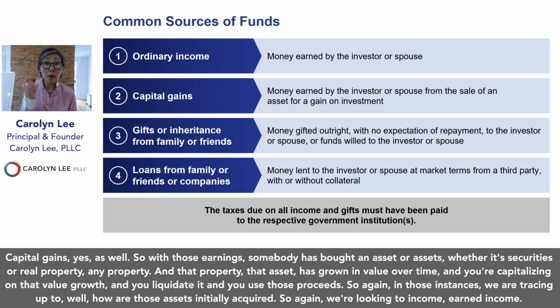So with those earnings, somebody has bought an asset or assets, whether it's securities or real property, any kind of property. And that asset has grown in value over time, and you're capitalizing on that value growth, and you liquidate it and use those proceeds. So again, in those instances, we're tracing up to how those assets were initially acquired. So we're looking to earned income.